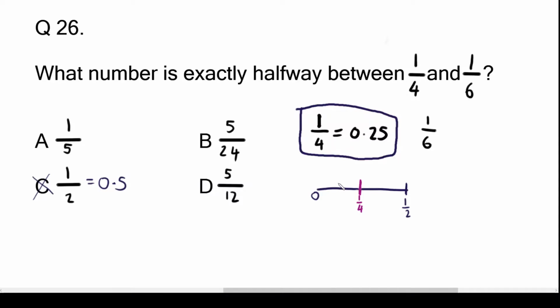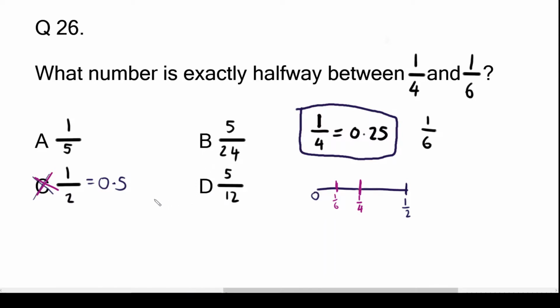So a sixth is going to be about, say, there. That's where a sixth is. So it's not going to be a half. A half is bigger than a quarter, so we can rule out that one. We've crossed it out, and it's up to these other numbers.